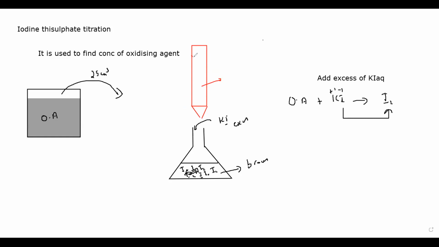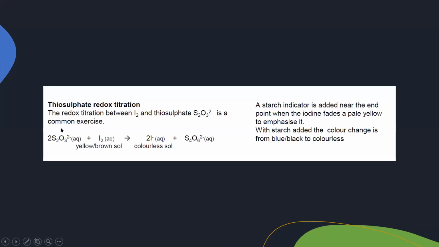So up to the mark, the zero level, we fill this with thiosulfate. Now we will add this thiosulfate because of the reaction between iodine and thiosulfate. As you can see, this is a thiosulfate ion, S2O3. When we add thiosulfate to iodine, the iodine molecules in the solution convert into iodide ions.